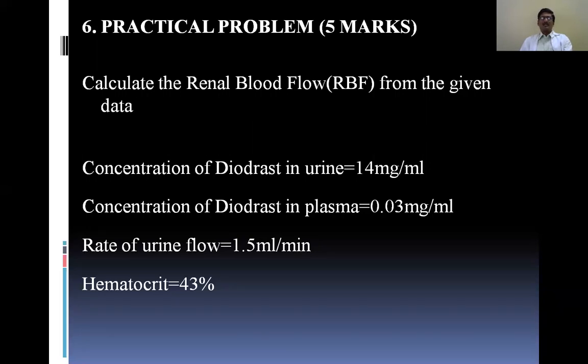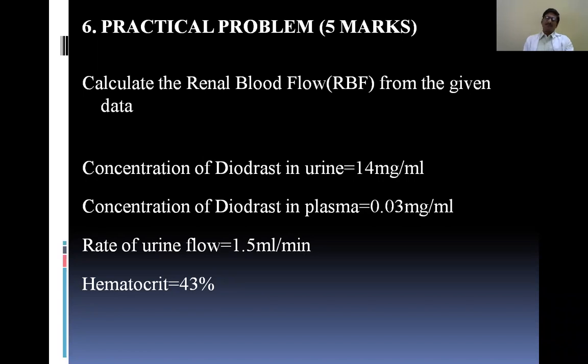Because everything in the plasma is being excreted by two processes: one is filtration, next is secretion. By the time the plasma leaves the kidney, it is devoid of that particular substance. So when you use such a marker, its clearance rate is equal to renal plasma flow. One such substance used is diodrast. The other substance is para-aminohippuric acid. Diodrast and para-aminohippuric acid, these two substances are used in order to calculate the renal plasma flow.